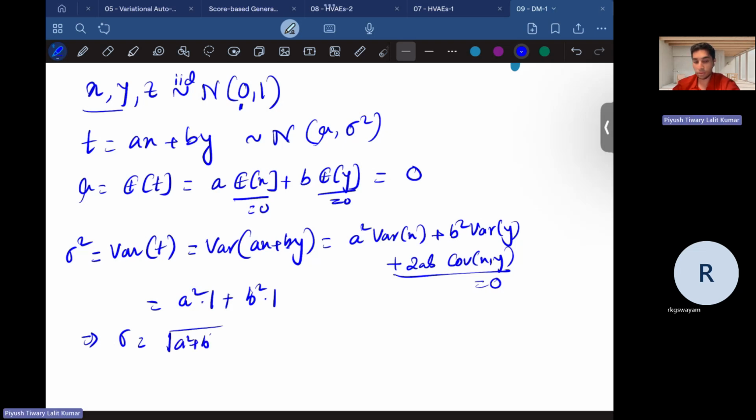So this holds true for Gaussian random variables. I'm just using that property that the mean will be unaffected because the mean is still 0, but the variance will become the sum of variances, this result basically. Is that clear?